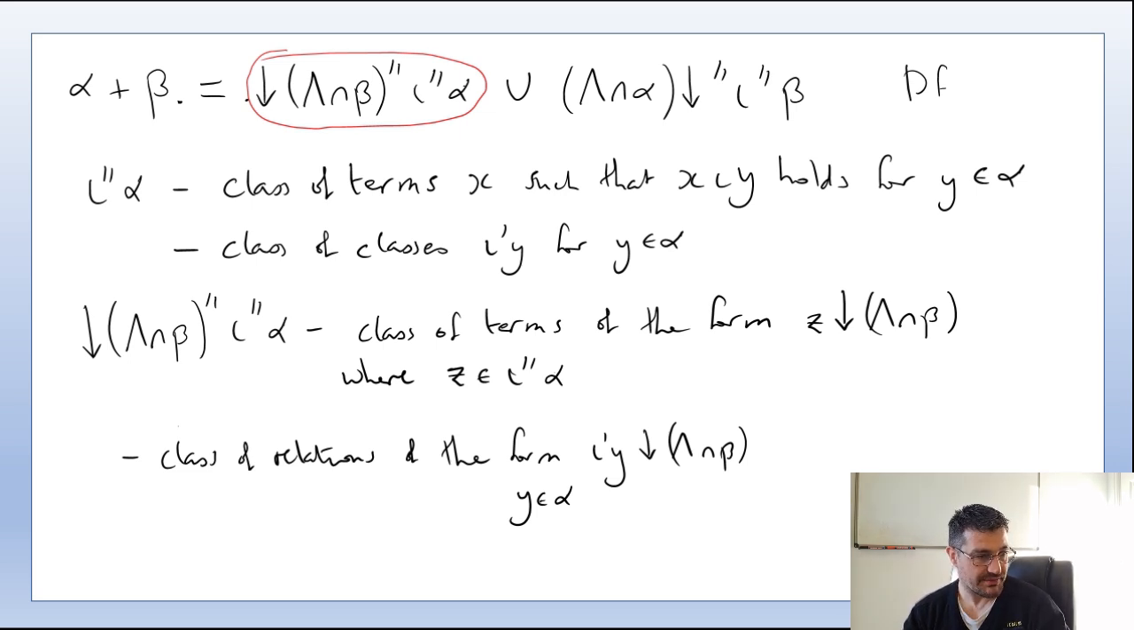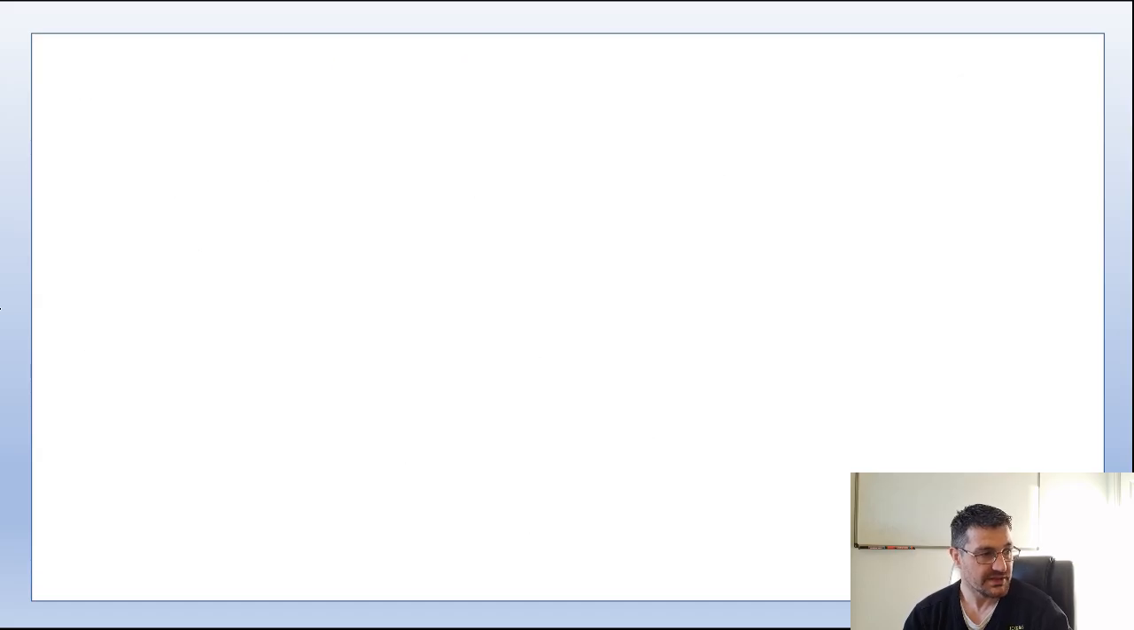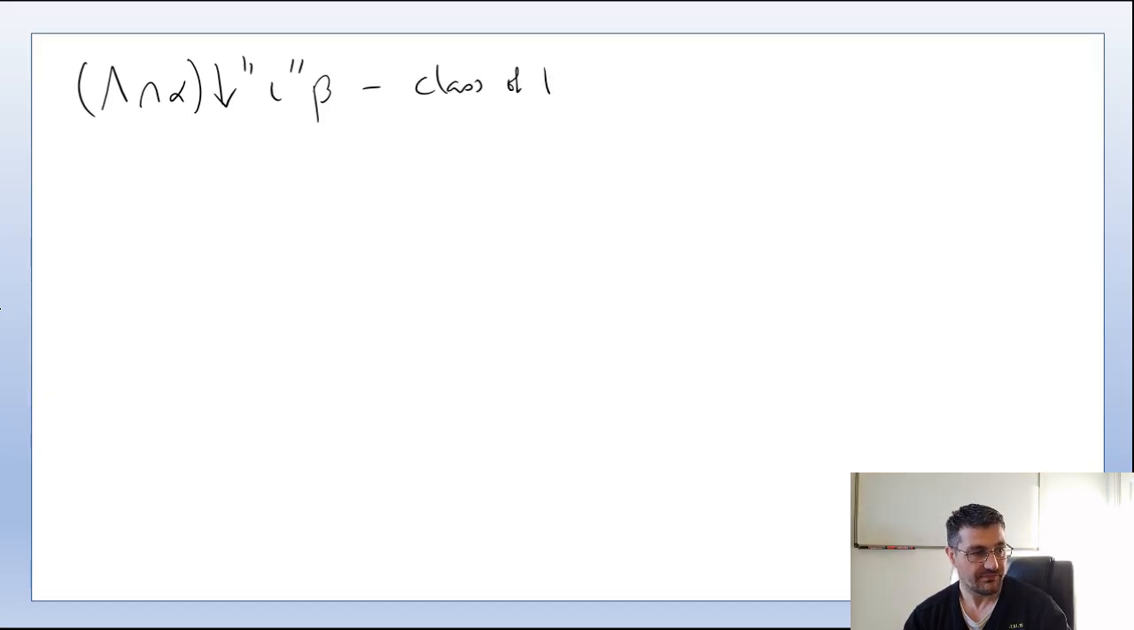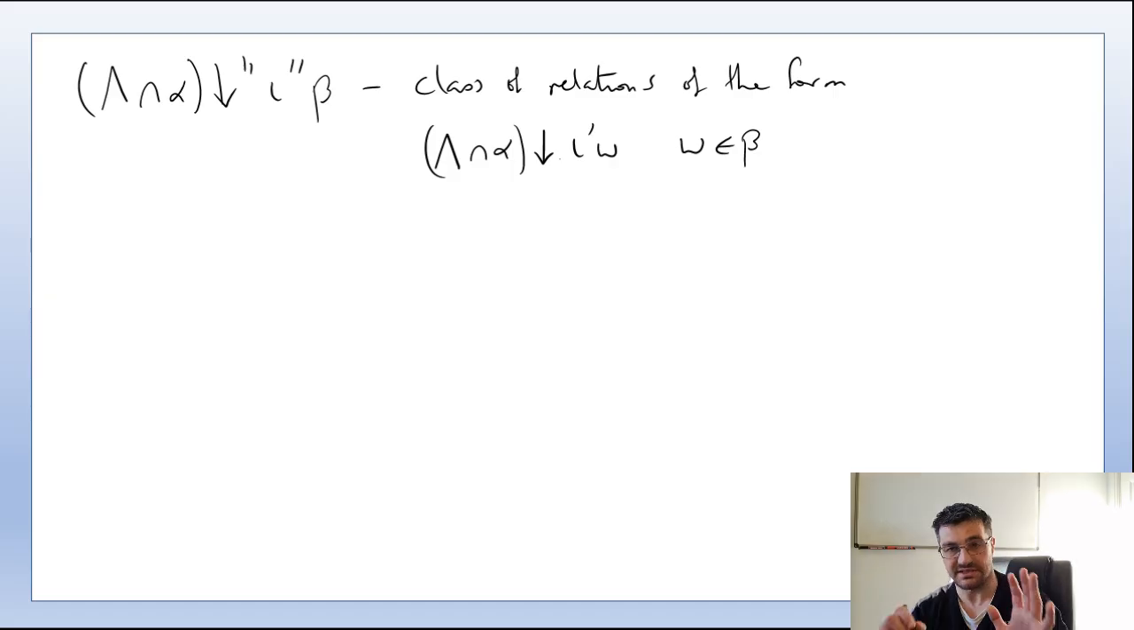So I'm not going to go through it step by step again. But analogously, we get that λ∩α ↓ ″ ι″β is the class of relations, I can be more specific, class of relations of the form λα ↓ ι′w, where w is a member of β. So this is completely analogous to what we had.